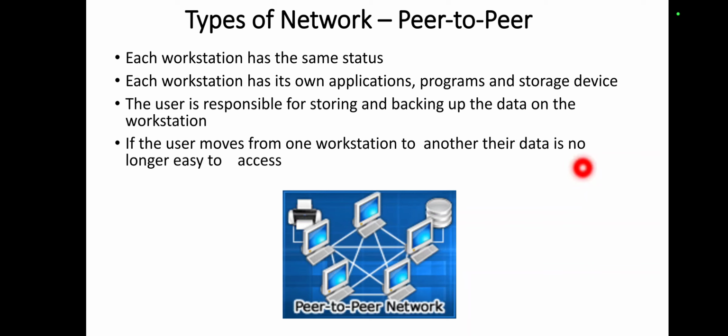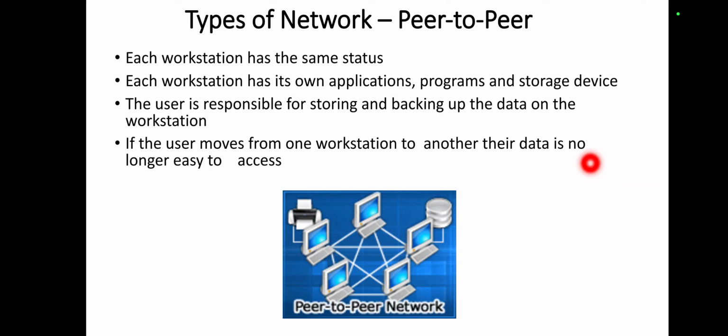Next type of network is peer-to-peer. In peer-to-peer, individuals who form a loose group can communicate with others in the group. There is no fixed division into client and server. Each computer is used to store its own data. In peer-to-peer network architecture, each workstation has the same status. Each workstation has its own application, program, and storage devices.